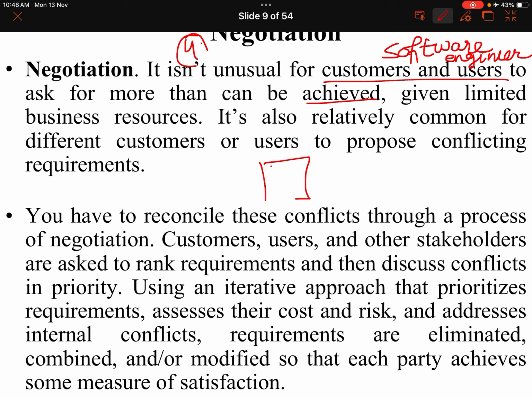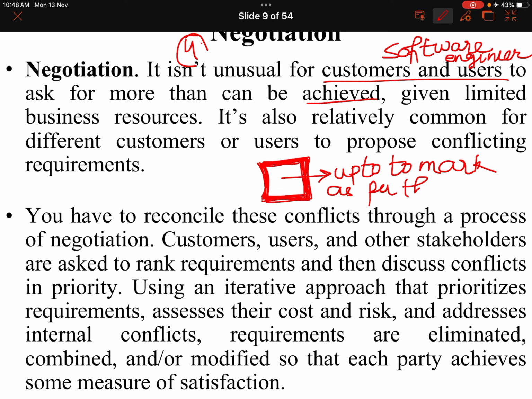That means the resources will be only limited to what was specified in the requirements, but in that limited resources you have to achieve other things also. So limited resources does not mean that the resources are less. Limited resources means that the resources are up to the mark as per the requirements specified by the user. So the resources are up to the mark as per the user's requirements. But now what the user is saying? User is saying I want something more also. So now the something more which the user wants, that also has to be achieved using these limited resources. These resources which were according to the initial requirements.